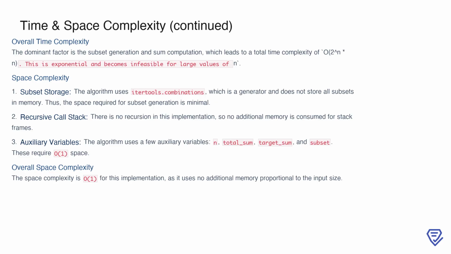Now, let's examine the space complexity. The algorithm uses itertools.combinations, which is a generator. This means subsets are not stored in memory all at once, keeping the space usage minimal for this step. Additionally, since there's no recursion involved in this approach, we do not consume memory for recursive call stacks. The remaining space usage comes from a few auxiliary variables like n, total_sum, target_sum, and subset, all of which require constant space, or O(1). Combining all these factors, the overall space complexity is O(1), as the algorithm does not use memory proportional to the input size.